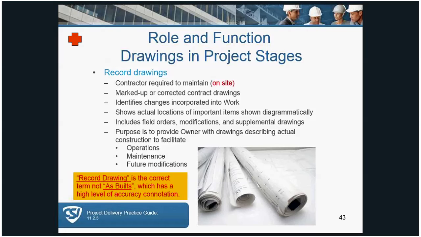Record drawings need to be maintained at the contractor's field office during construction, not at the home office. They need to record all changes. Changes during the course of construction are marked up on these drawings, and this includes items of modification issued such as field orders, ASIs, construction change directives, and change orders.